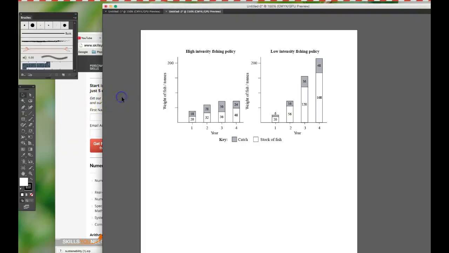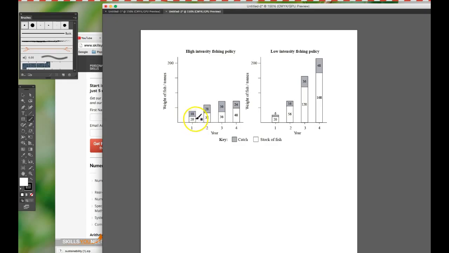Okay, so let's take a look at this graph for this question. We've got a high intensity fishing policy, in other words, we're going to do intense fishing in this system. And we've got a low intensity fishing policy, so we're going to do low intensity fishing. This is the weight of fish in tons. This is how much catch we take. And this is the stock of the fish.